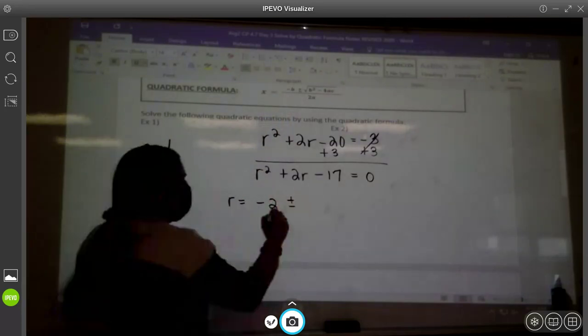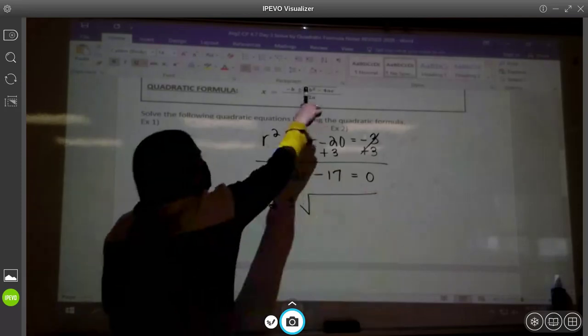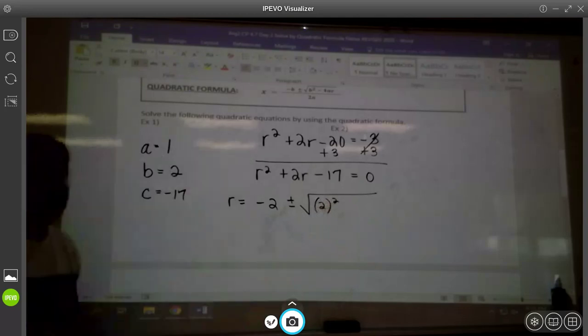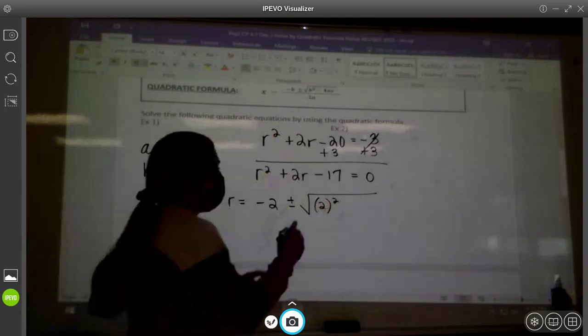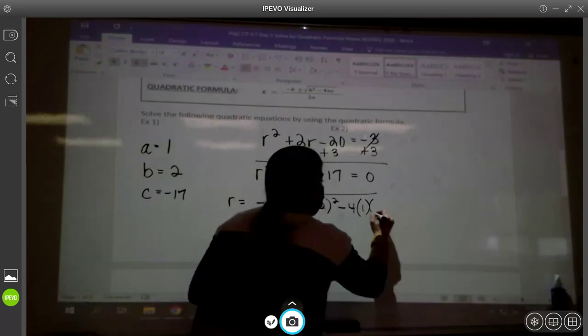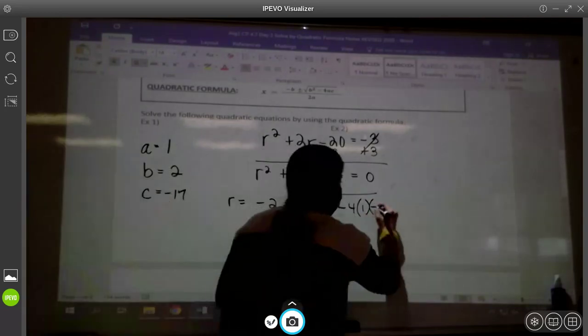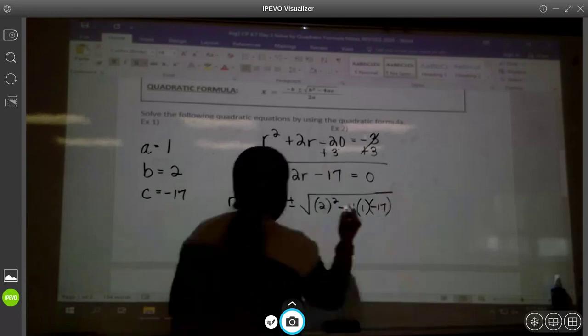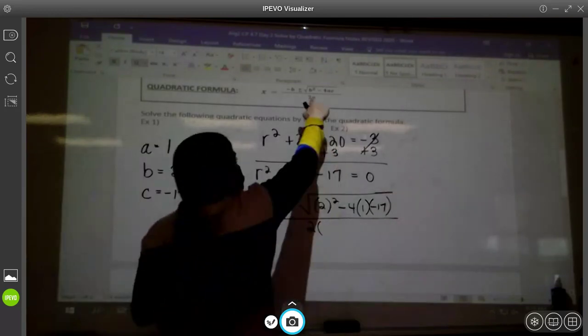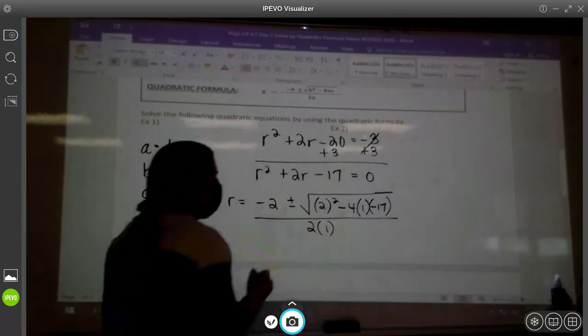Plus or minus the square root of, I need B, which is 2. I got to square it. Please put it in parentheses. Then we're going to subtract 4 times that with A is 1 times C, which is negative 17. And then all of that gets divided by 2 times A, which is 1.